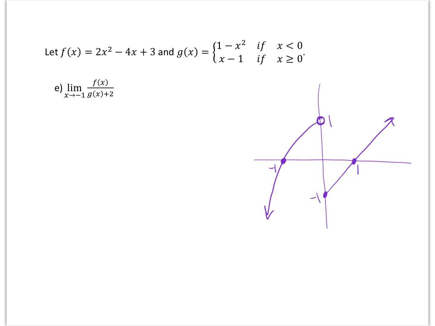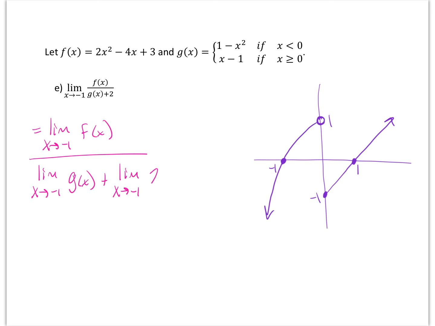Okay, last one. The limit as x approaches -1 of f of x over g of x plus 2. So I have a quotient. I can go ahead and break up all of these limits. So this is going to be the limit as x approaches -1 of f of x over the limit as x approaches -1 of g of x plus the limit as x approaches -1 of 2. Assuming I don't get a denominator of 0, this should all be fine.